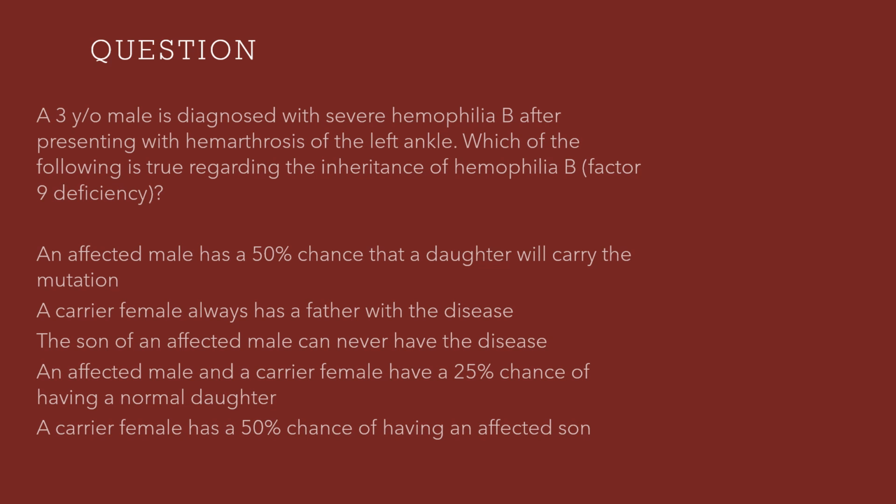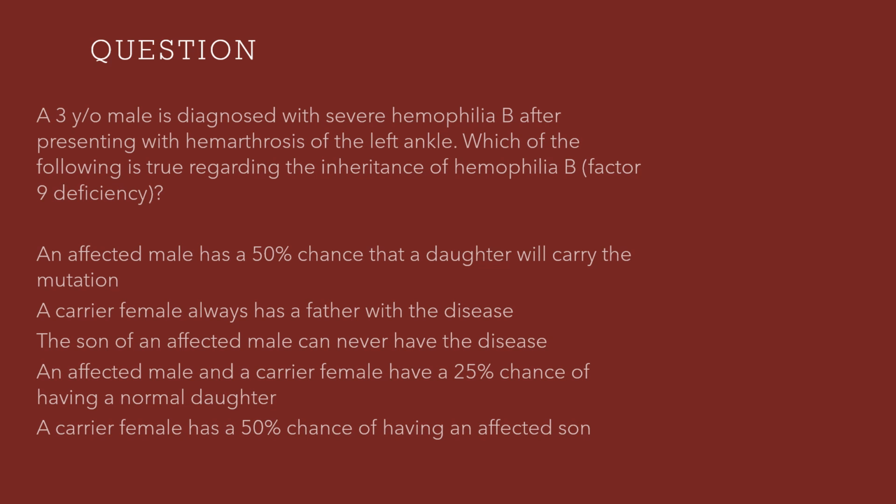Answer choice C is the son of an affected male can never have the disease. So you have an affected male, he's XY with the X carrying hemophilia B, and then you have a son who's also XY. He's going to receive the Y from dad, so he won't get the disease from dad, but if his mom is a carrier, he could still have the disease.